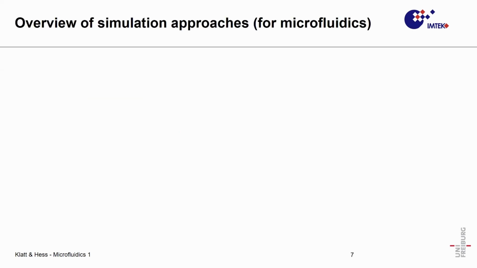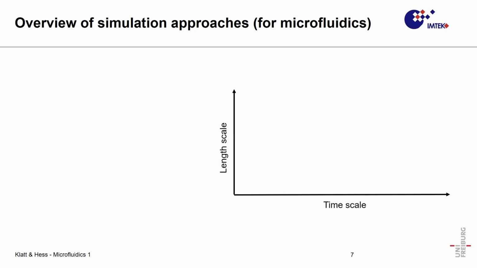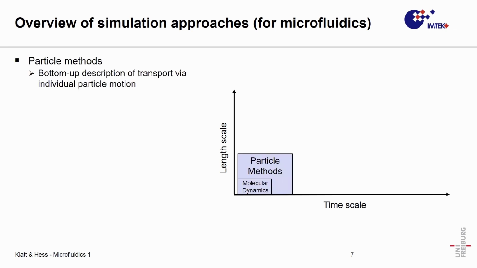So today we are talking about 3 different simulation approaches. And I would like to give you a quick overview about the basic features of those approaches. And we start with the particle methods. And the particle methods, which include, as you can see on the right-hand side, molecular dynamics, are a bottom-up description of transport via individual particle motion. That means individual particles are resolved. And as you can see on the right-hand side, those methods are typically used when you have a small length scale of your problem and a short time scale. So if you want to study a problem in detail.